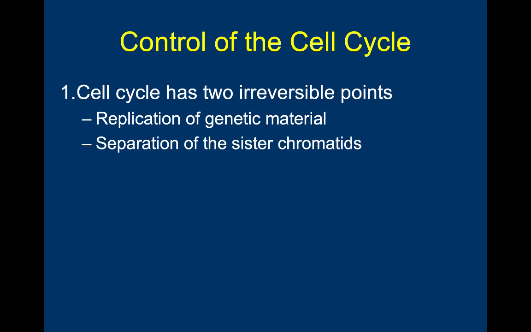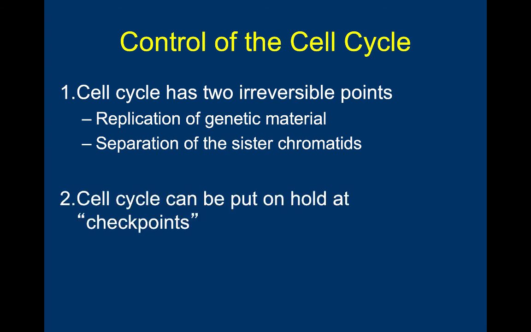The other place where we have a point of no return is the separation of the sister chromatids. And if you remember back to our discussion of mitosis a few minutes ago, that is during anaphase. So once the sister chromatids have separated, once that cohesin protein is broken down, then those two sister chromatids are committed to go ahead and move to opposite ends of the cell, and from there telophase will take place accordingly. All right, so those are points of no return.